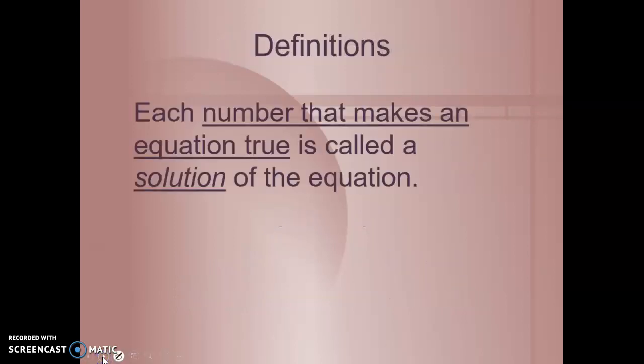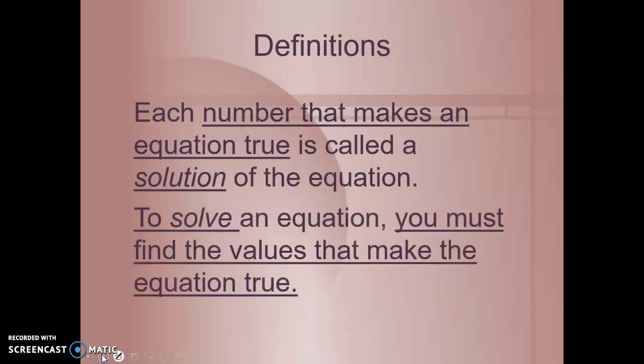Each number that makes an equation true is called a solution of the equation. So in our previous one of x plus 4 equals 7, in order for it to be true, x had to equal 3. 3 was a solution to that equation. Sometimes complicated equations can have multiple solutions. Simple equations, like the one right up here, only have that one solution. But a solution is something that makes the statement true. To solve an equation, you must find the values that make the equation true. We have to find the values of x that make the equation true.